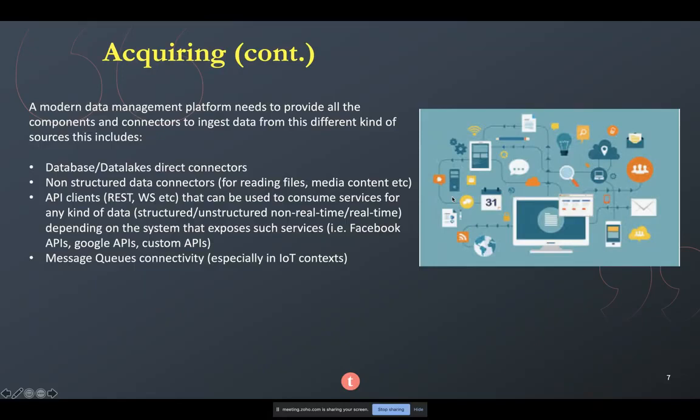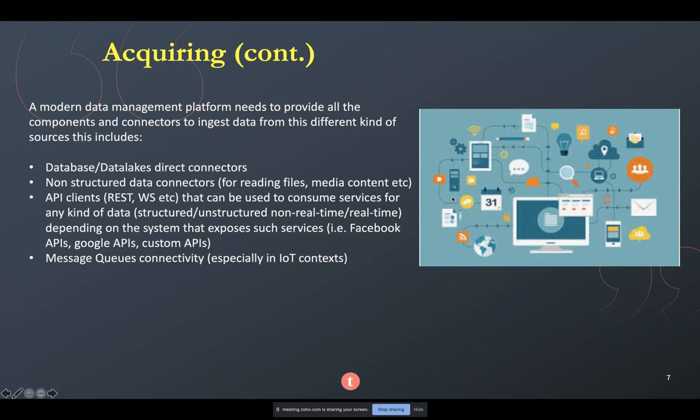And these can be used for any kind of data: structured, unstructured, non-real-time or real-time data. And nowadays, these API clients also need to implement many kinds of security guidelines, for example, OAuth connectivity, SAML, and so on and so forth.